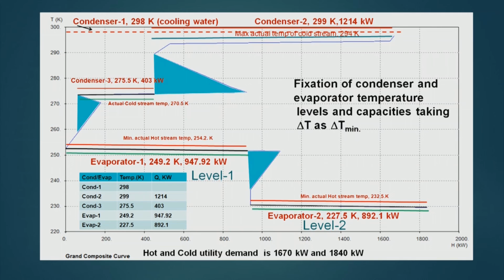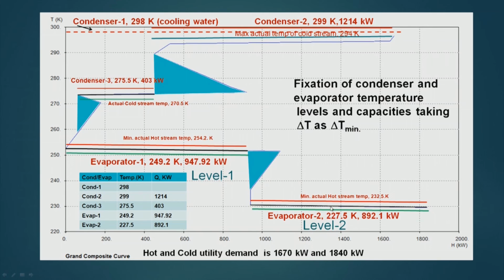Now, if I reduce 5 degrees from this temperature, then my evaporator 1 temperature becomes 249.2 Kelvin, and the load on this evaporator will be the distance between this and this, which I can calculate from this axis. This comes out to be 947.92 kilowatt, and I will call this temperature level 1, in which evaporator number 1 is operating at level 1.